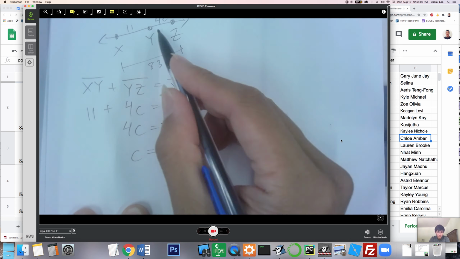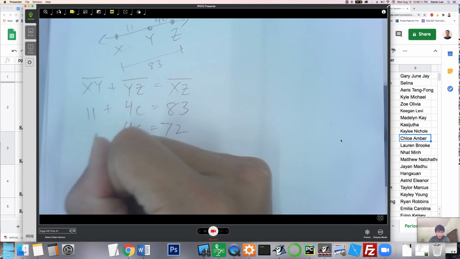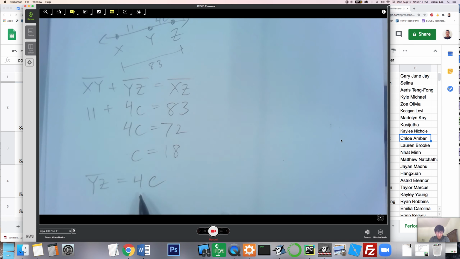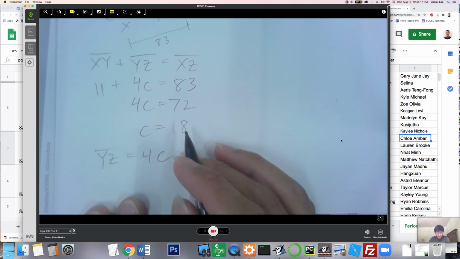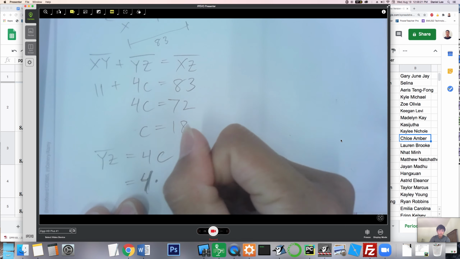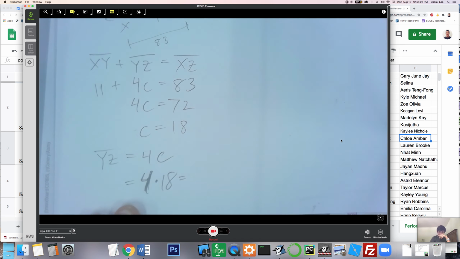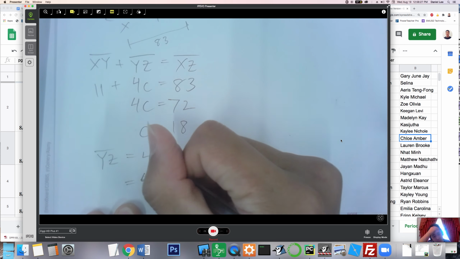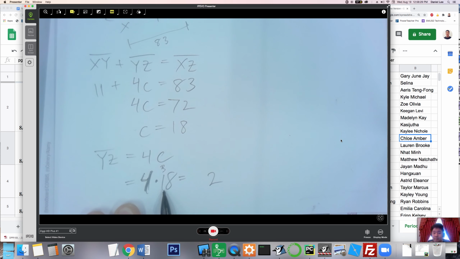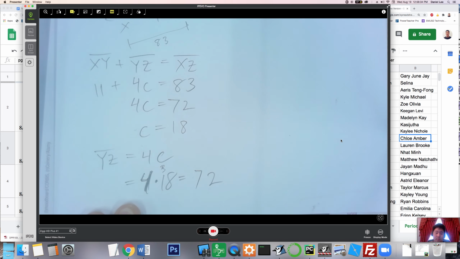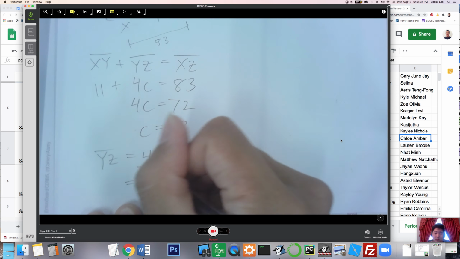Great. So now we want to find yz. Well, yz, the segment, is equal to 4c, and that's another way of saying 4 times c. So we're going to plug c back in, and we'll say 4 times 18. You could punch that in a calculator, or you can work it out. I do 2, carry the 3. 4 times 1 is 4, and I add the 3, and I get 72. So that's the answer.